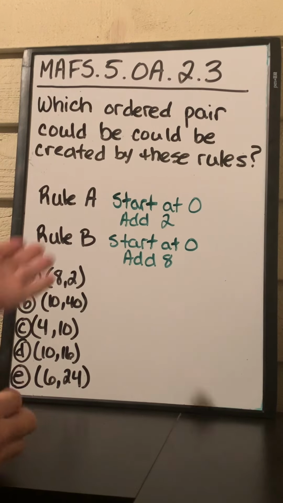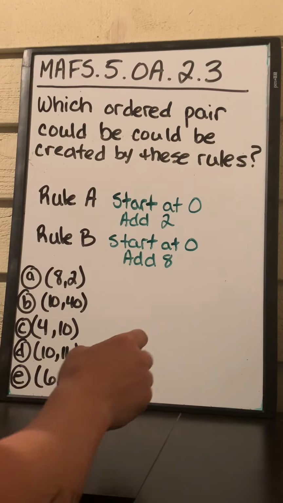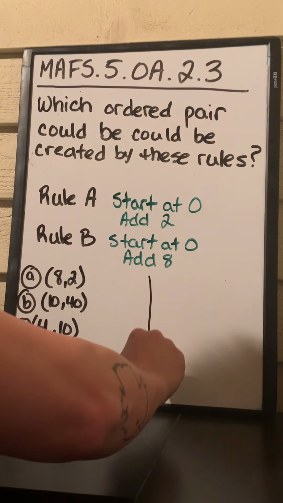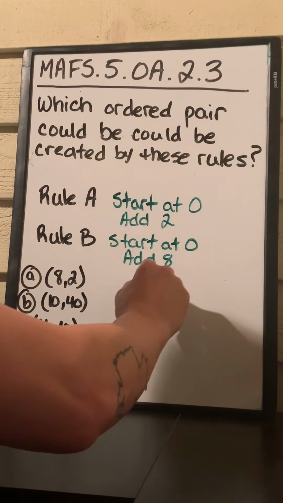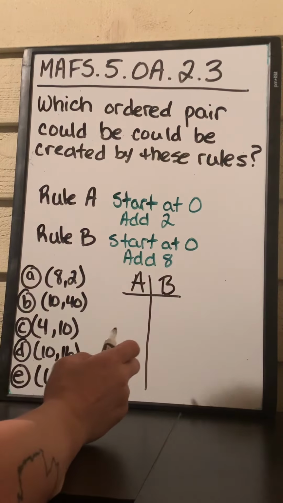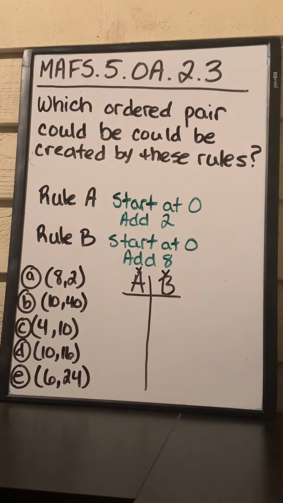Now remember, if we're going to create some ordered pairs, the first thing that should come to your head, what's the best way to do this? And of course, it's going to be a T-chart. So I'm going to create a T-chart here, and I'm going to label it A and B. Now, I'm again going to understand that this one is the X and this one is the Y.